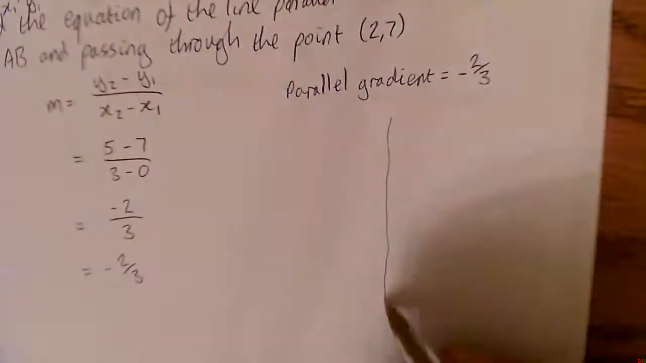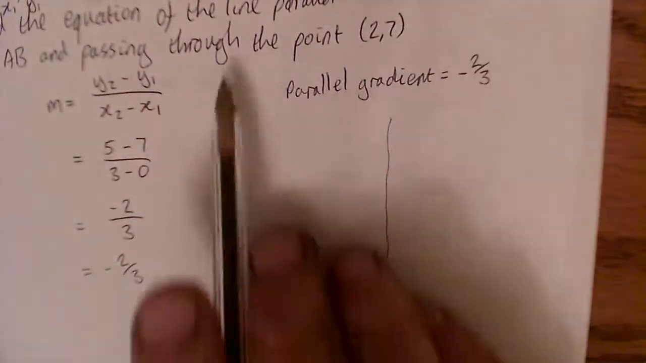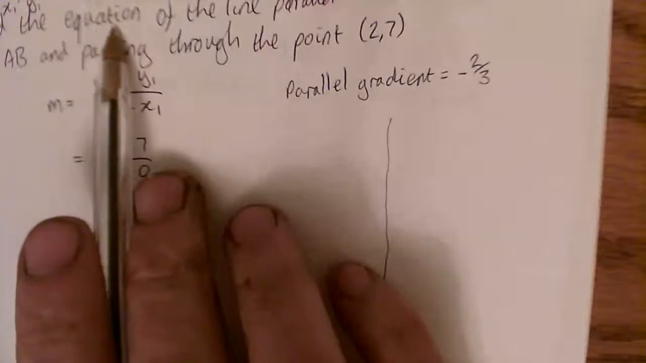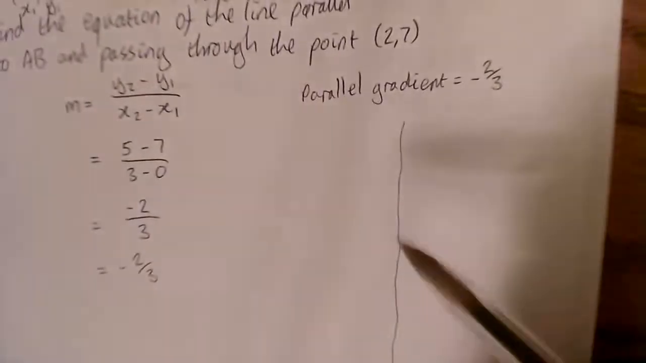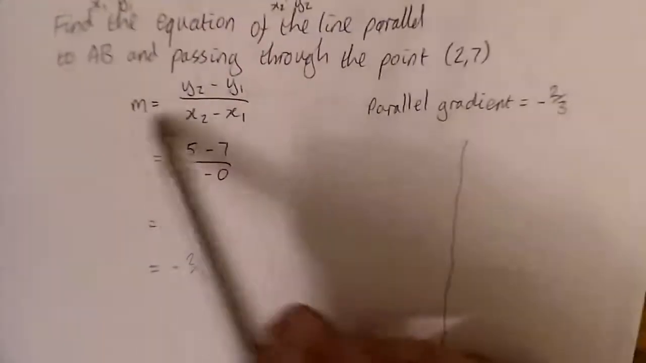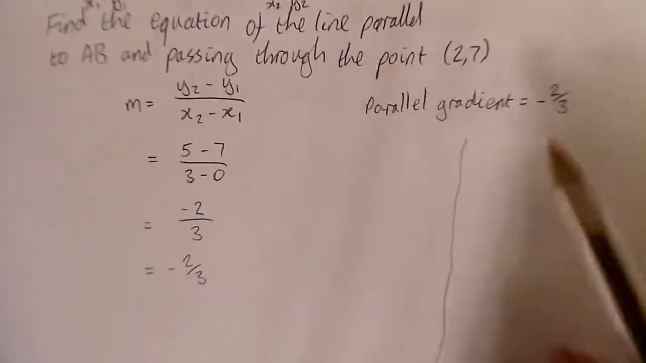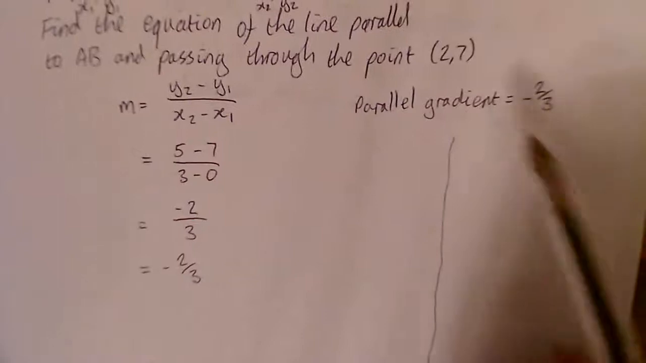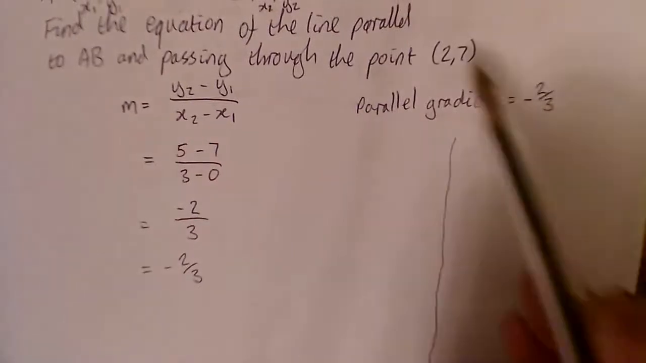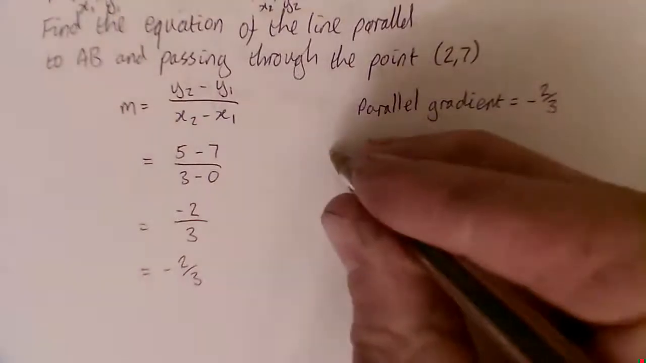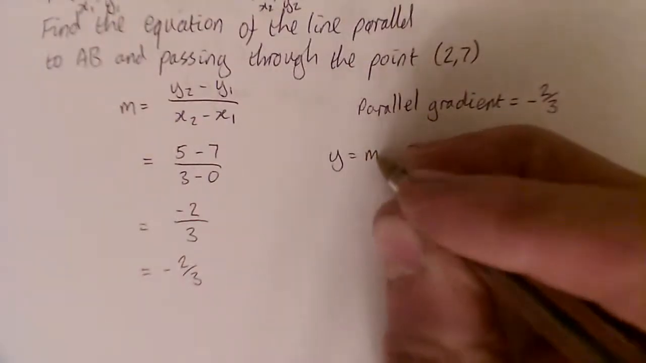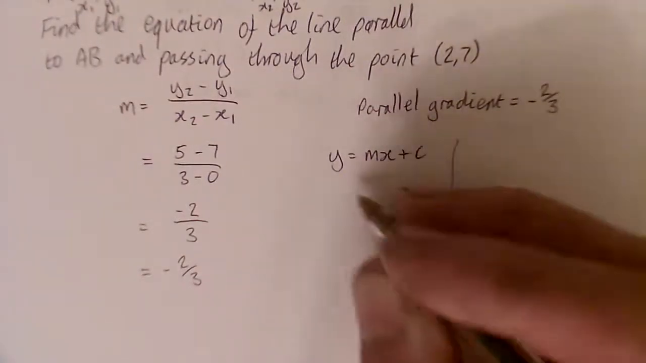Now we've got our 2 options to work out the equation of this line. We don't want the equation of AB. The only bit of information we need to know about is the gradient. We don't need to find anything else. What we now need to work with is this parallel gradient and the point that this line needs to go through. So method one, we've got y equals mx plus c.